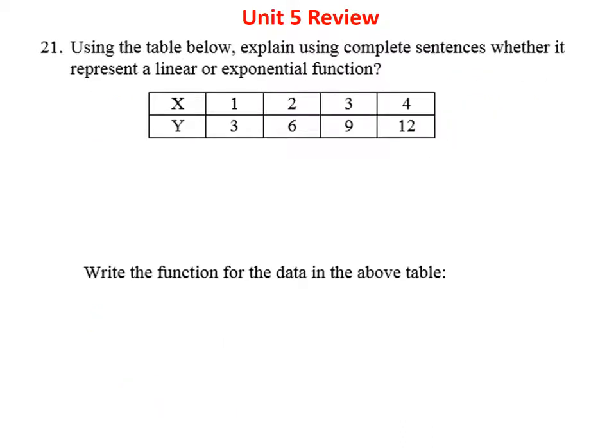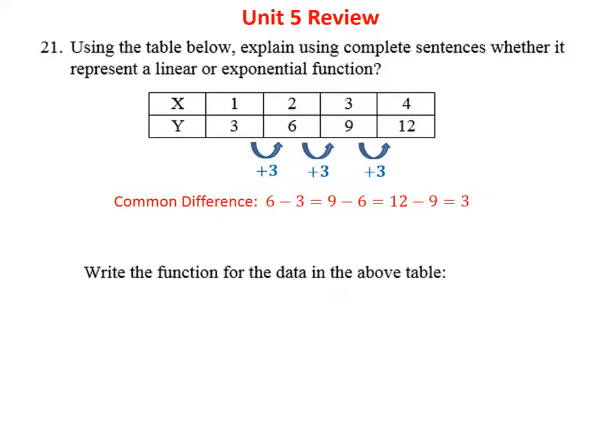Number 21 gives us a table and wants us to explain in complete sentences whether it represents a linear or exponential function. So what we're looking for is, do the numbers between here and here, are we adding or are we multiplying something to get to each next number? And in our case, when we look at it, we notice there's a common difference. 6 minus 3 and 9 minus 6 and 12 minus 9, we're just simply adding 3 to each one. That means that this is not exponential. It means that this is a linear function.